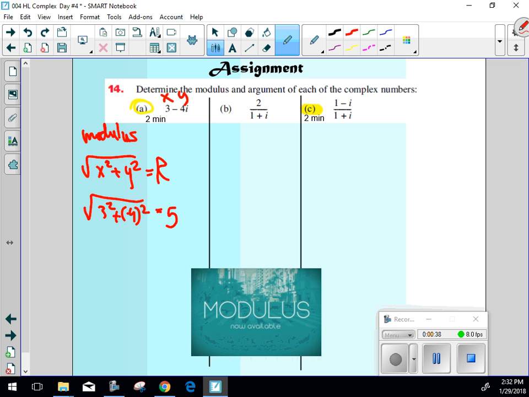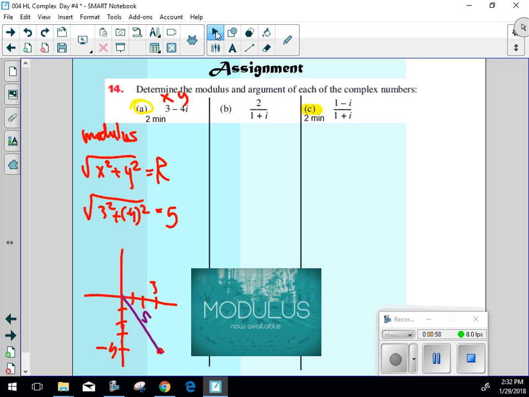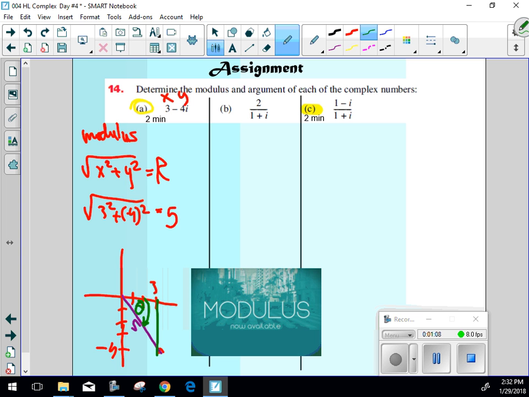There you go, 5. So this point, if you were to draw it, you go over 3, and then you go down 4 to get to here. How far is it from the origin to that point? 5, yep. Now what we might be interested in is what is the angle? What's the angle from here down? Well, we know that this is 4 and this is 3, so we call it the argument.